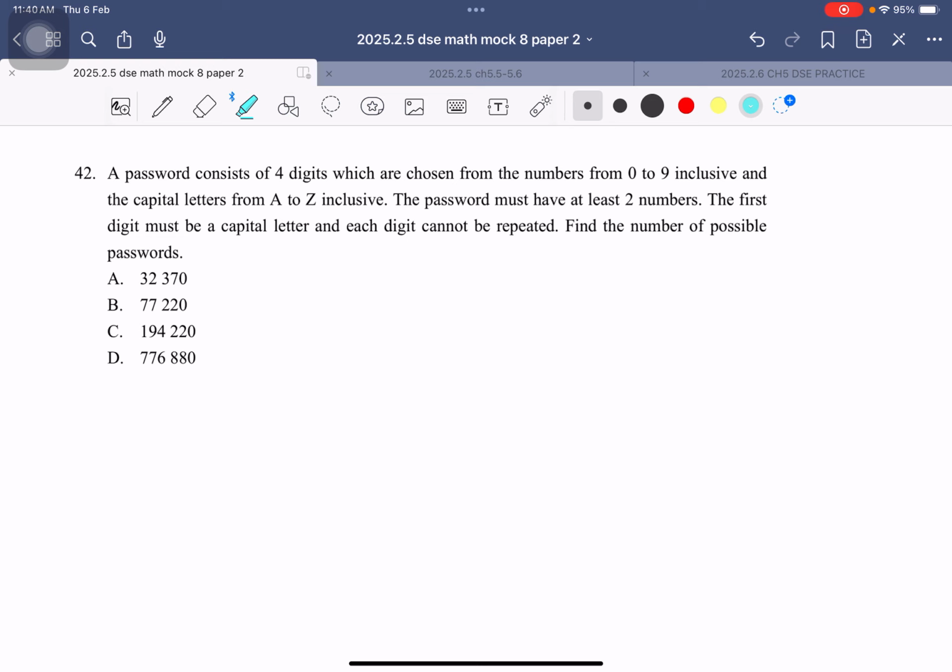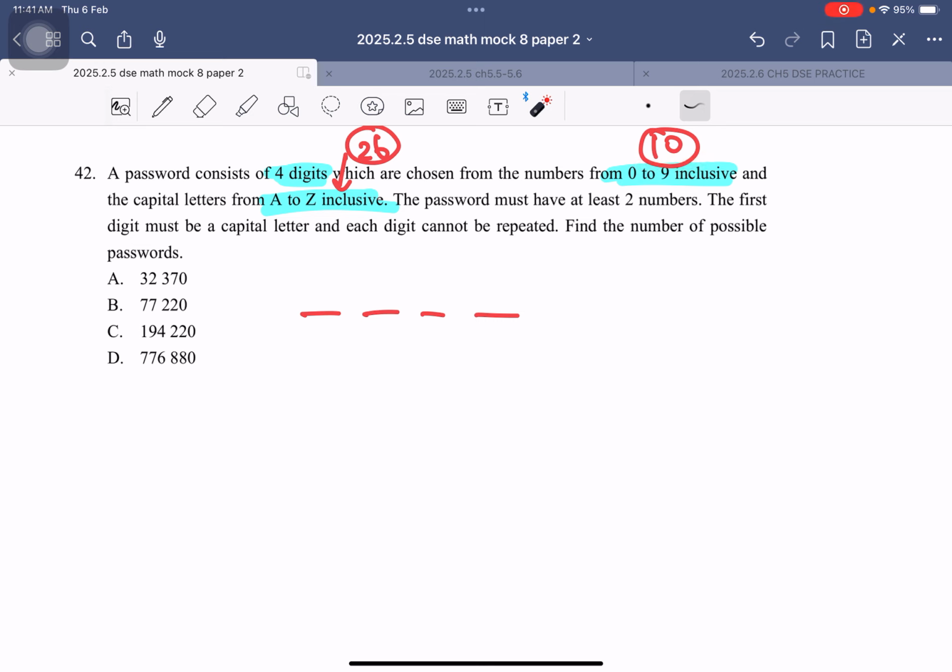Okay? So now we have the password consists of 4 digits. So it's going to be dong, dong, dong, dong, isn't it? Okay? And it's chosen from what? Chosen from 0 to 9 inclusive. So how many numbers are there? 10 choices, isn't it? And the capital letters from A to Z inclusive. So how many choices are there? 26. So you're choosing randomly from both the numbers 0 to 9 and the letters.